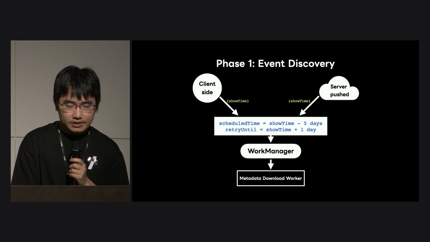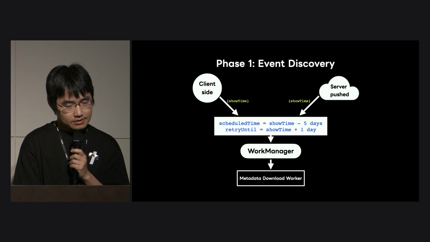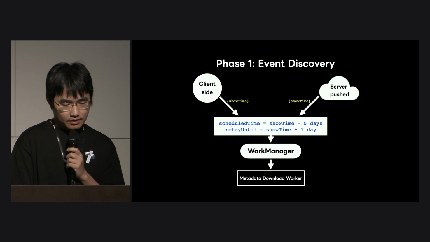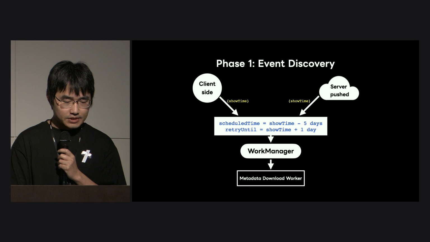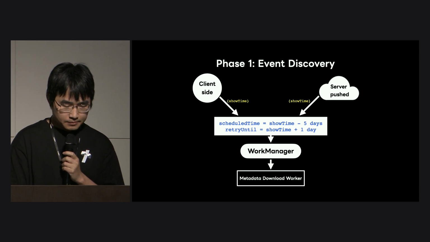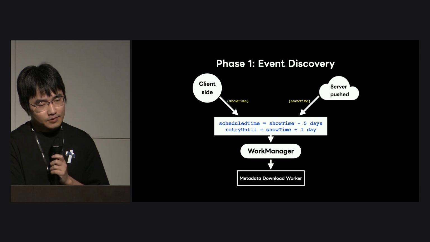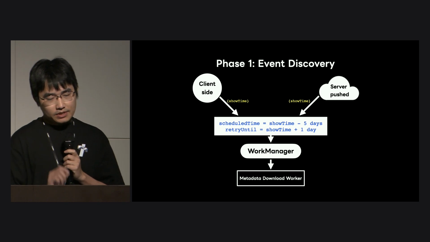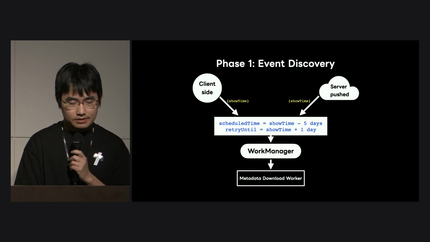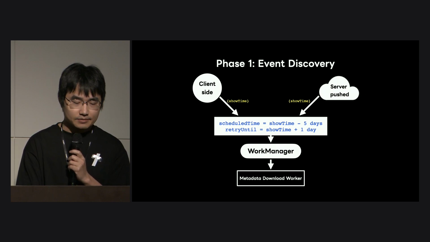And here is our strategic thinking. We don't wait until the last minute. Look at this. We schedule metadata fetching, the first task of phase 2, 5 days before the event showtime. And you may wonder why 5 days. This buffer allows time for network retries, accommodates potential event updates, and prevents wasted resources on cancelled events.